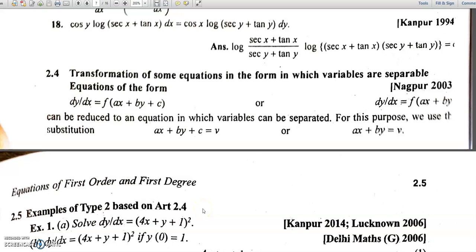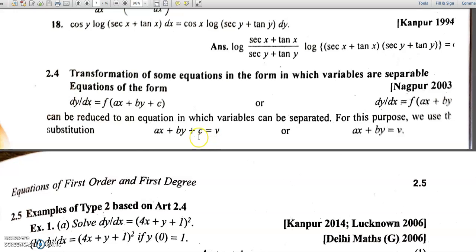Welcome students. In our last lecture, we solved the first order first degree equation by the method of separation of variables. Here we are considering another type of equation, that is dy/dx equal to f of ax plus by plus c, which we cannot solve directly by the method of separation of variables, but we can use a transformation by which we convert this original equation into a different equation and then apply the separation of variables method to get our final solution.